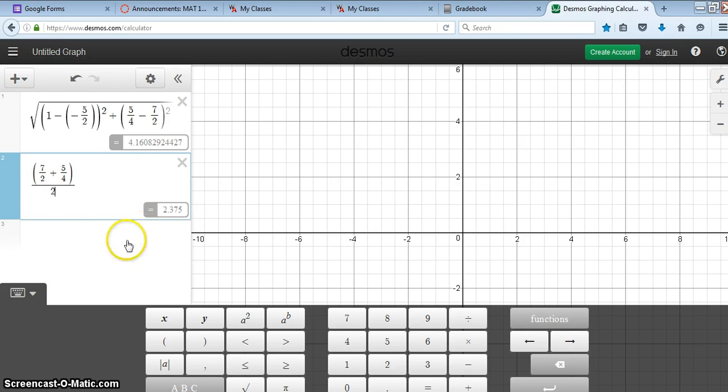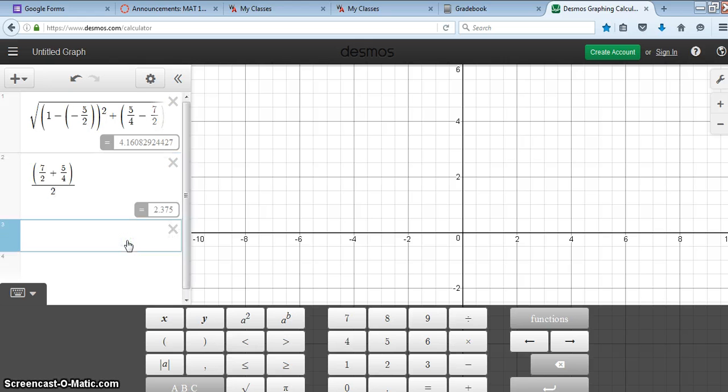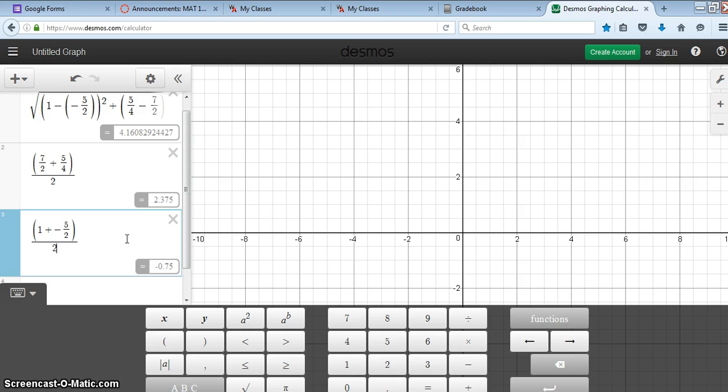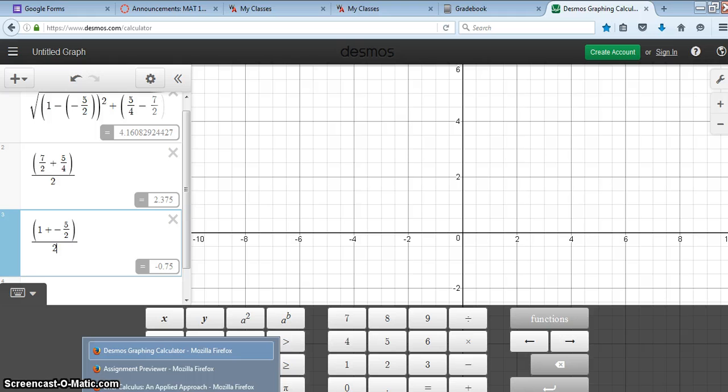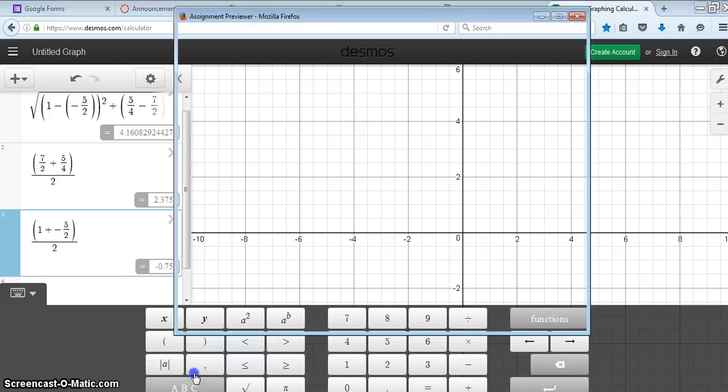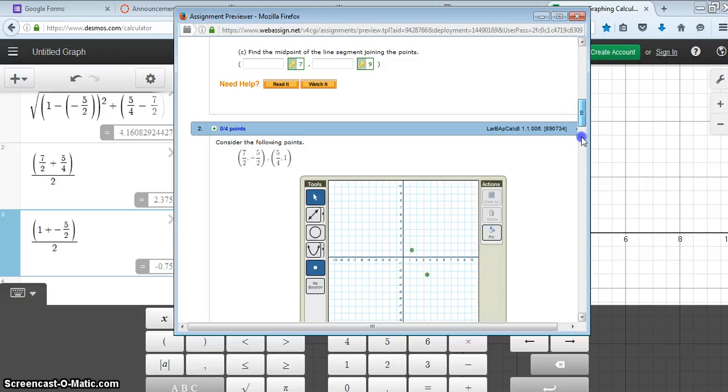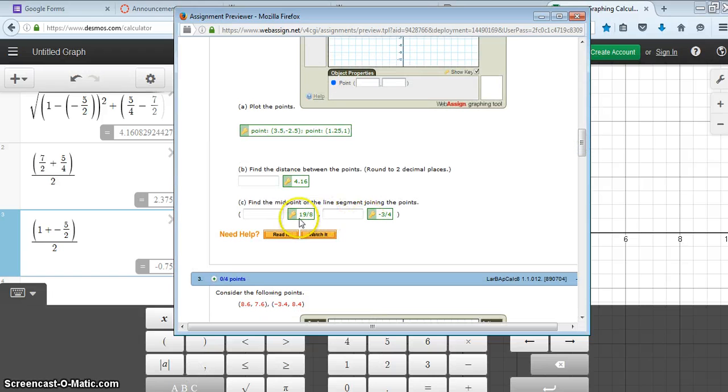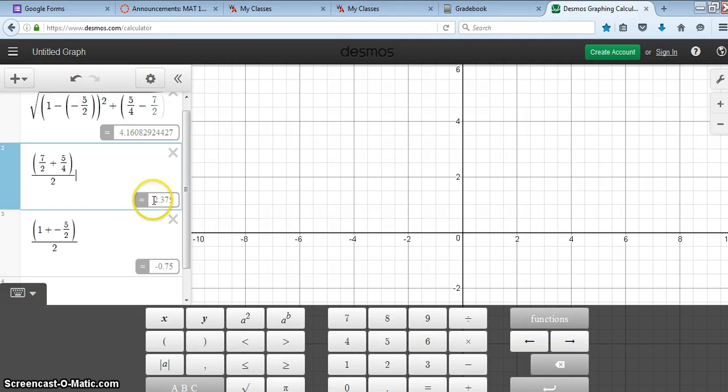So I get 2.375, and then my y values would be 1 plus negative 5 halves, and divide those by 2. So these are the values that I could put in. If they want them as a fraction, ours would work. We have the exact values. They're not rounded. But again, you could always change this to 2 3/8, and this is to negative 3/4.